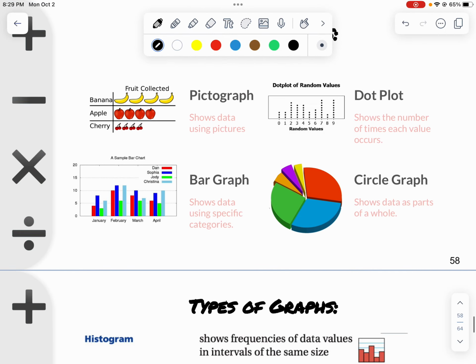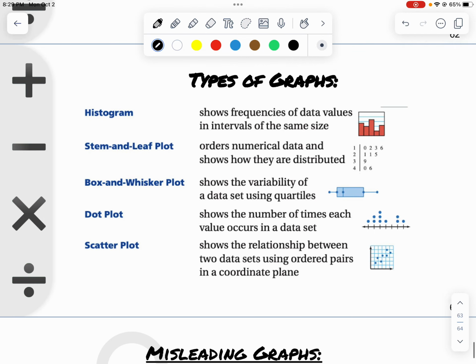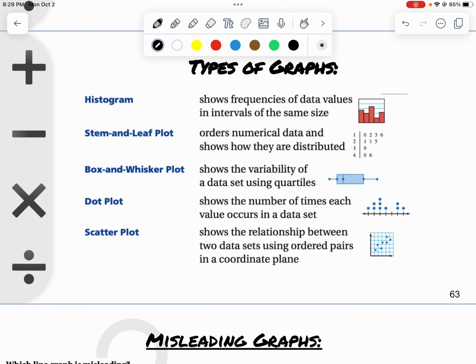Did I double up on the dot plot? Yes, I did. Skip. Lastly, scatter plot.